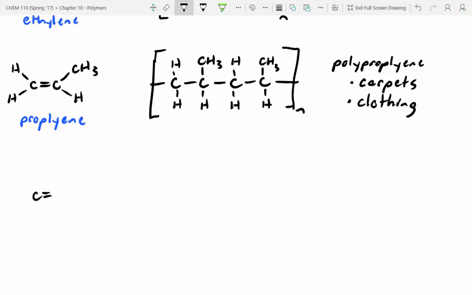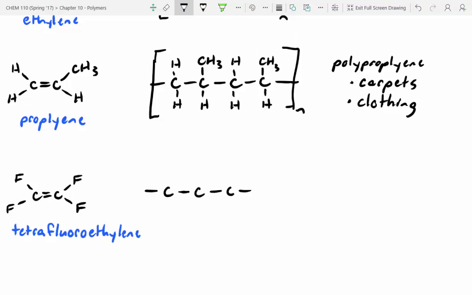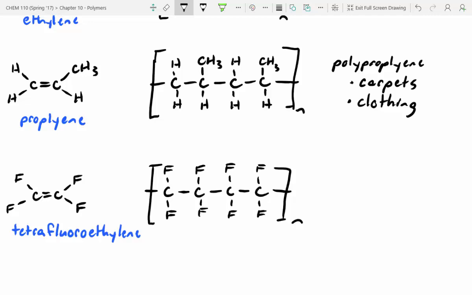All right, so polypropylene is really common. Here's another really common one. Instead of hydrogens, we're going to put in a lot of fluorines. So four fluorines. Maybe that F looks bad. There we go. All right, so this is tetrafluoro for the four fluorines, ethylene. All right, so again, I'm going to do two repeating units of this polymer. And off of each of these carbons, we'll have a fluorine. This is referred to as polytetrafluoroethylene.